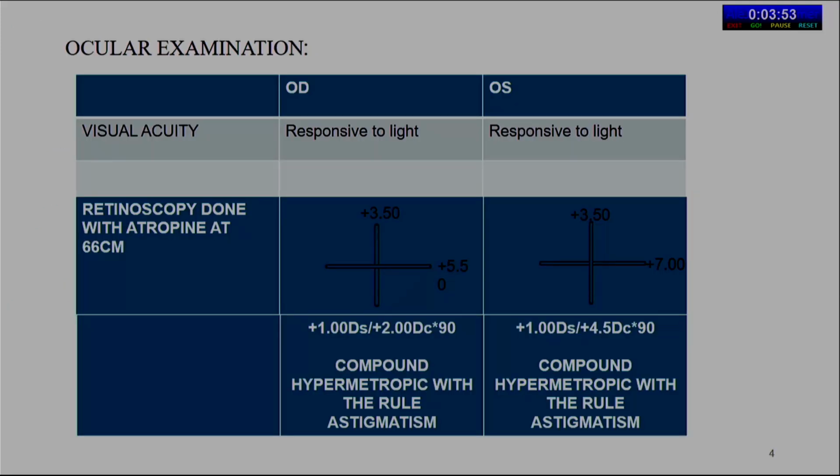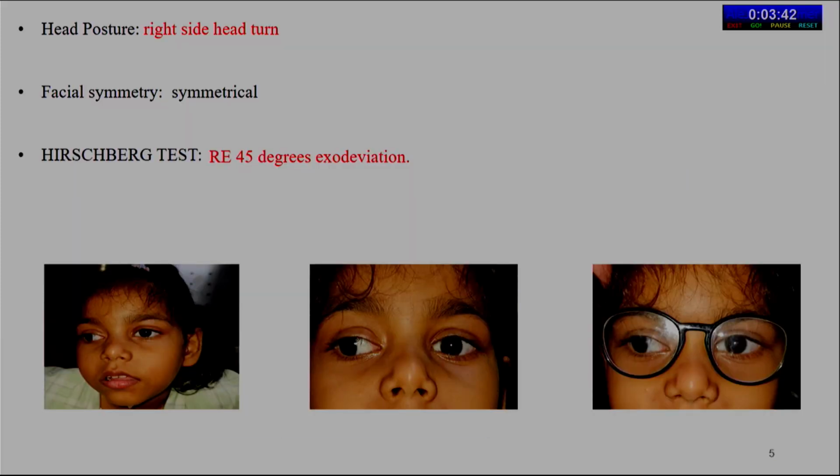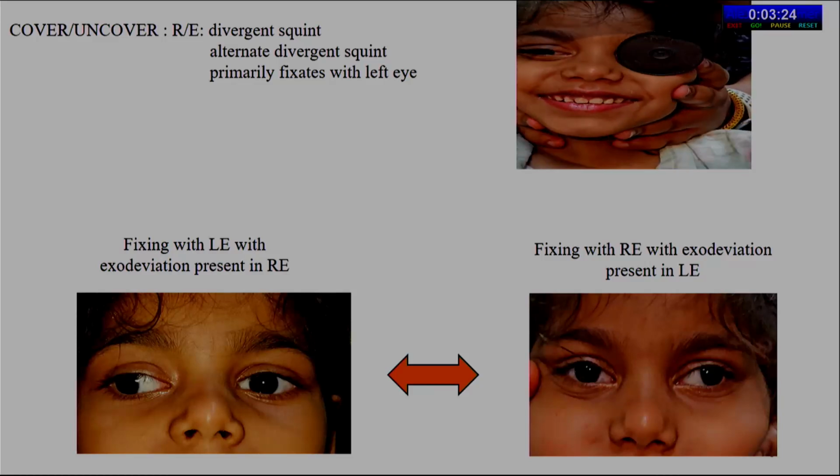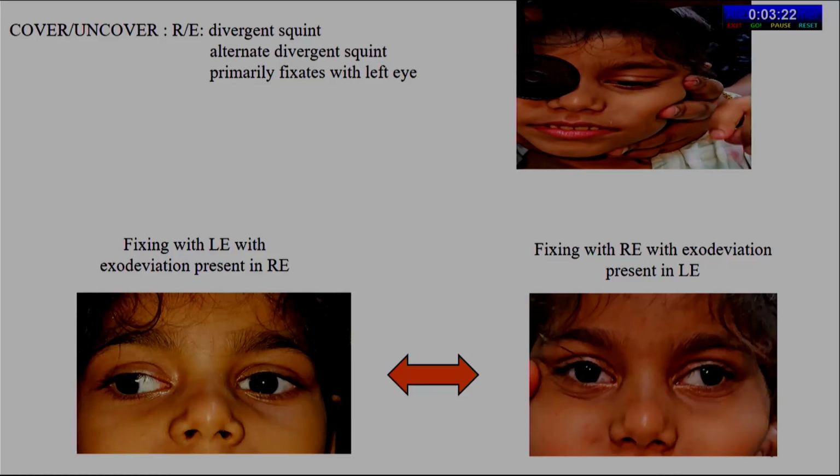The patient was responsive to light, and she had refractive error in both eyes, compound hypermetropic with astigmatism. You can see the head posture is turned towards the right side. The facial symmetry was normal, and on Hirschberg's test, there was 45-degree exodeviation with and without glasses. On cover-uncover, there was a right eye divergent squint with alternate divergent squint.